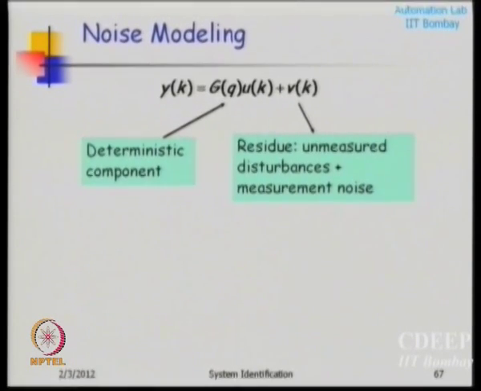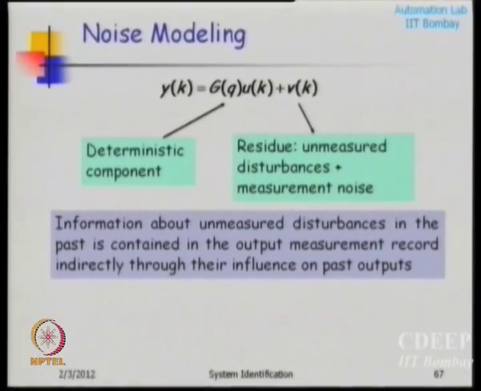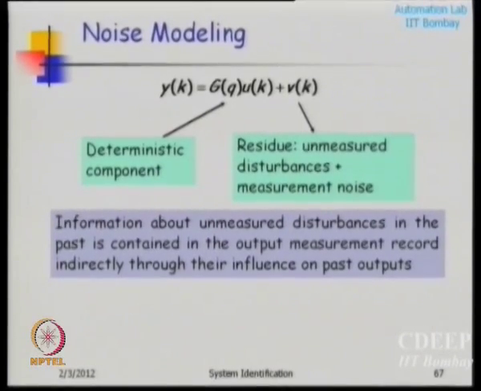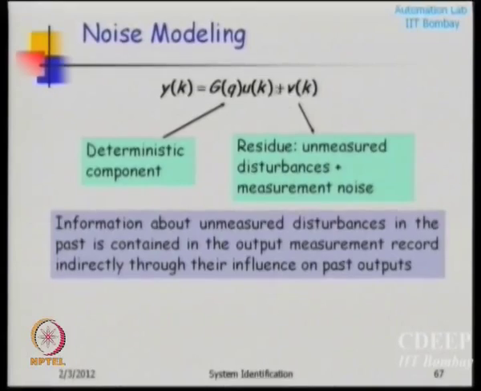So this residue will contain two things: unmeasured disturbances and measurement noise. In fact, it will also have approximation errors, because the real process will not be linear. You are developing a linear model. So this is a combination of everything that is not known to you. Now, even though you are not measuring the disturbances, their effect is present in Y. Right, its effect is present in Y, and if you develop this kind of model, its effect is present in V. We saw that V_k is autocorrelated. So now there is a hope to uncover a model from this V_k.